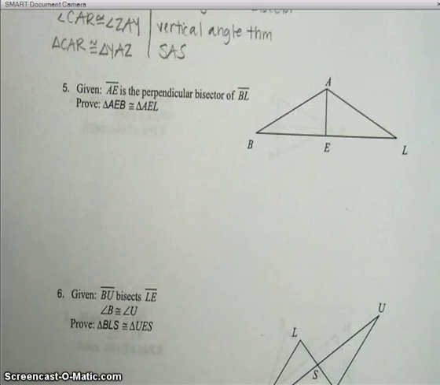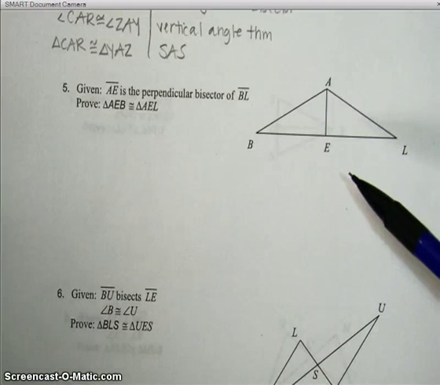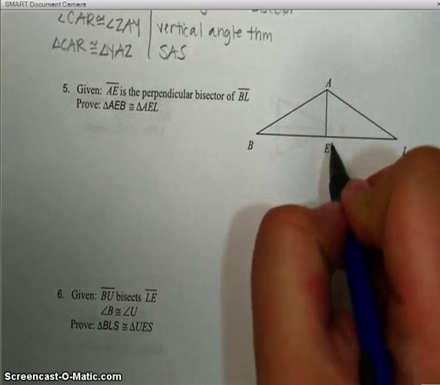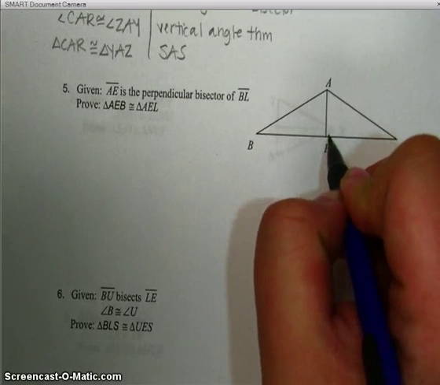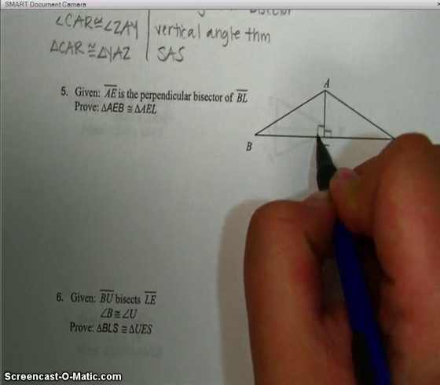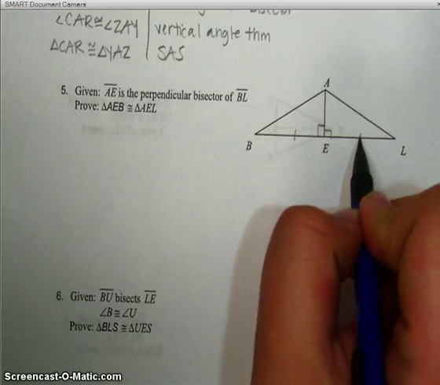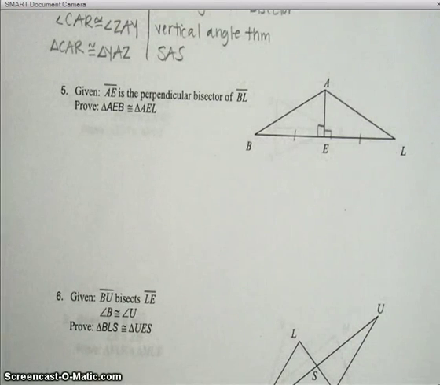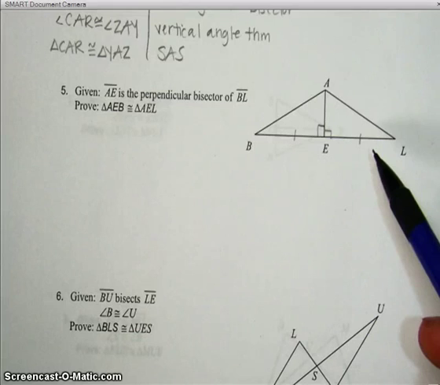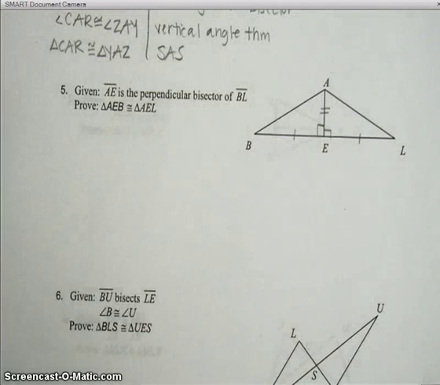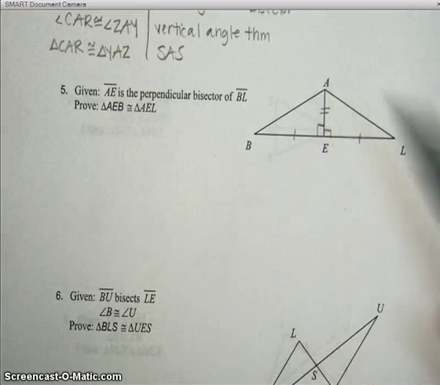If we look at number 5, it tells us that AE is a perpendicular bisector of BL. And that tells us two things. One, it tells us that this line is perpendicular, so we have a right angle here on both sides. And it tells us a bisector, so we know BE is congruent to EL. So now we have an angle and we have a side. And if we look at that middle line, we know that, due to the reflexive property, it's congruent to itself. So now we have a side, an angle, and a side.